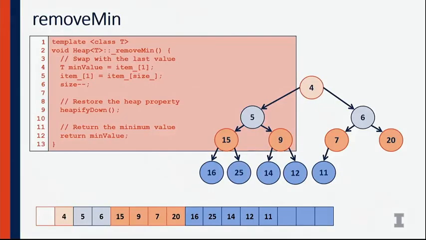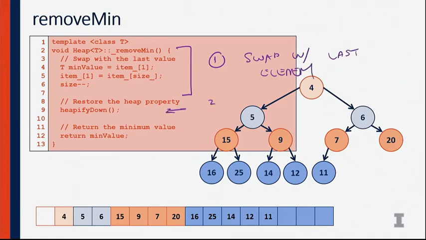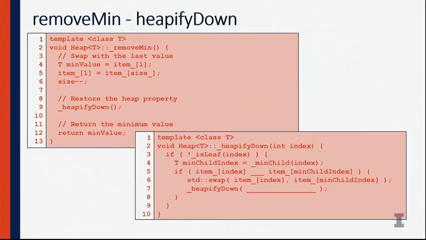Looking at the code, we see the code's really simple for remove min. The first key operation here is we're going to swap with our last element. The second key operation we're going to do is we're going to heapify down. So this is what restores the heap property. And like heapify up, we have a helper function that's going to do this. Heapify down, again, always starts with the root node. So we know exactly how to begin the call to heapify down.